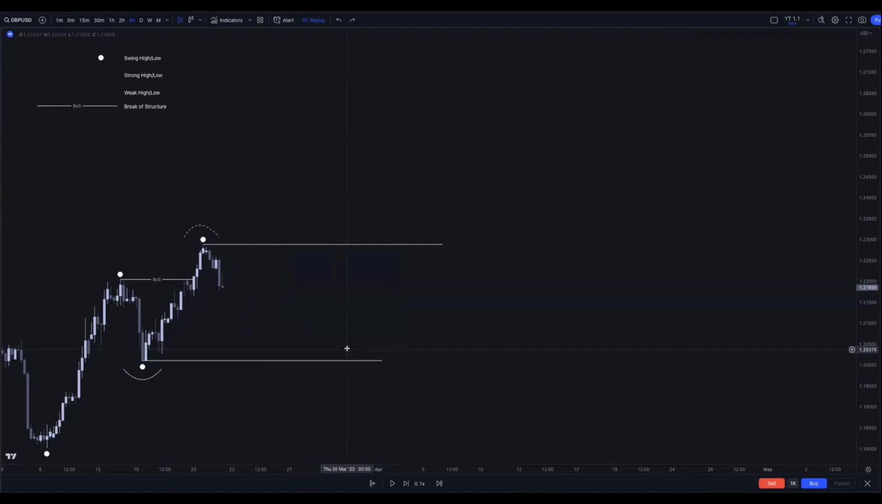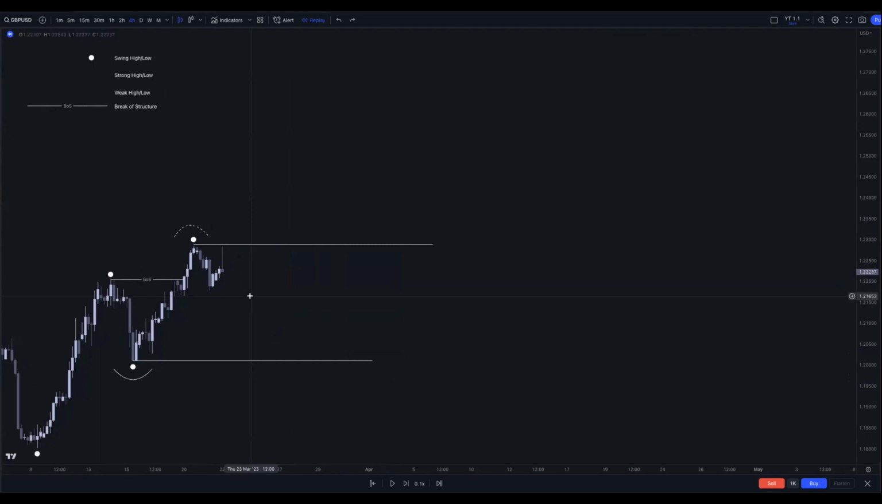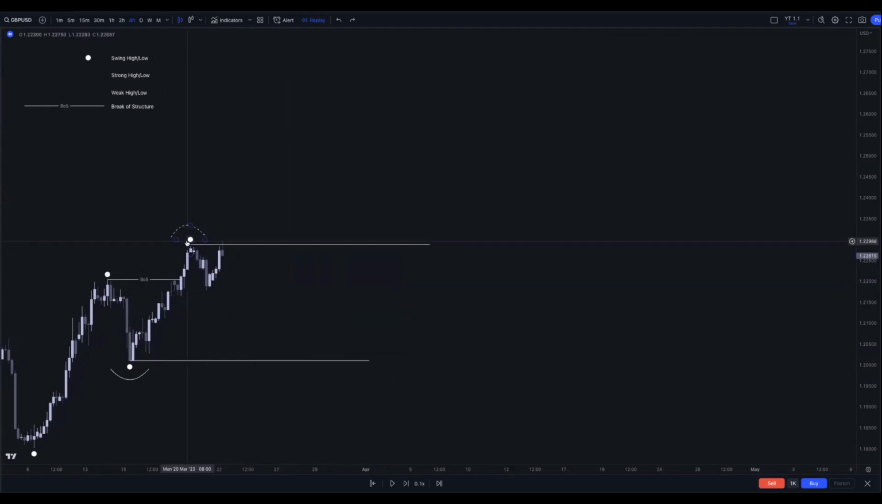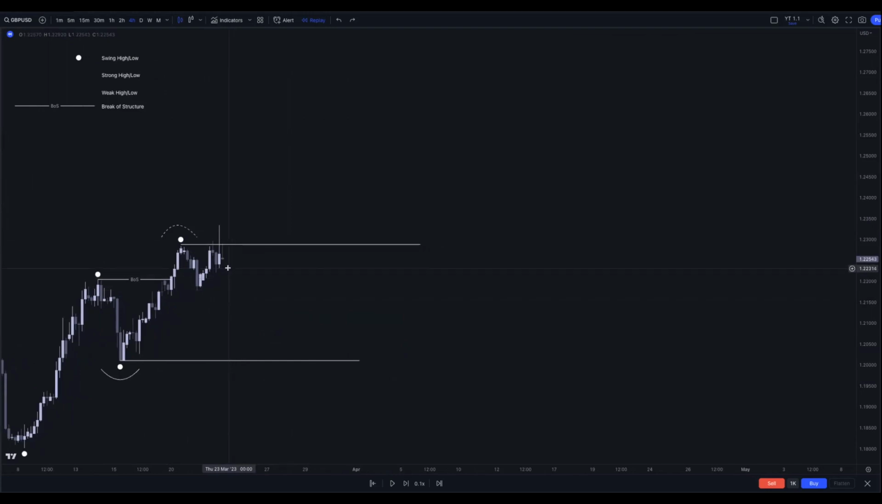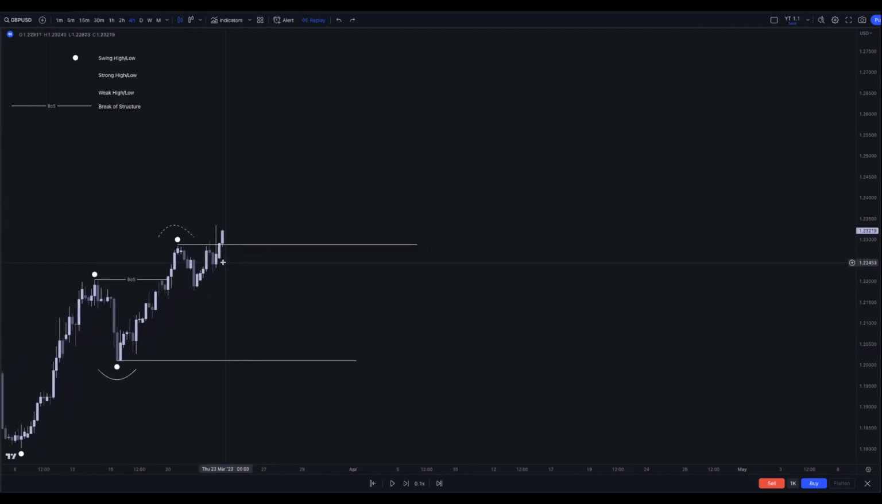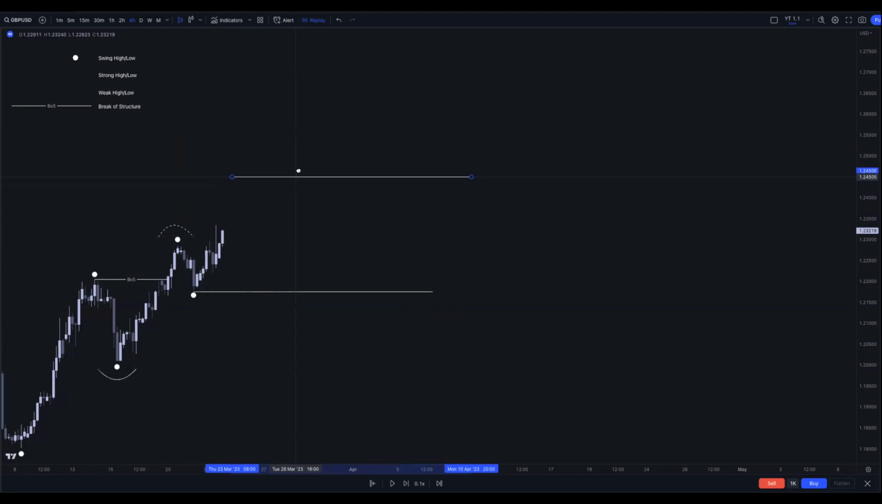let's see here what happens. Looks like it's a smaller pullback. We got the candle closure here. This is our swing low. And now our range changes, right? This becomes our strong low. We haven't gotten the pullback to form the higher high, so this swing range is just kind of floating for right now.